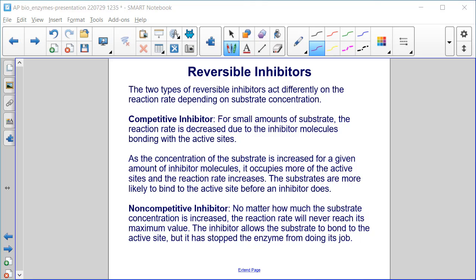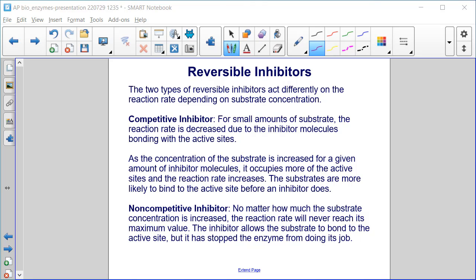So again, remember that competitive inhibitors act to block the active site, so the substrate can't bond to it. If you have a lot more substrate than you have inhibitor, then more substrate will be able to bind, and that will speed up the reaction rate. But if you have much less substrate than you do your inhibitor, then the reaction that happens at that active site will be more inhibited.